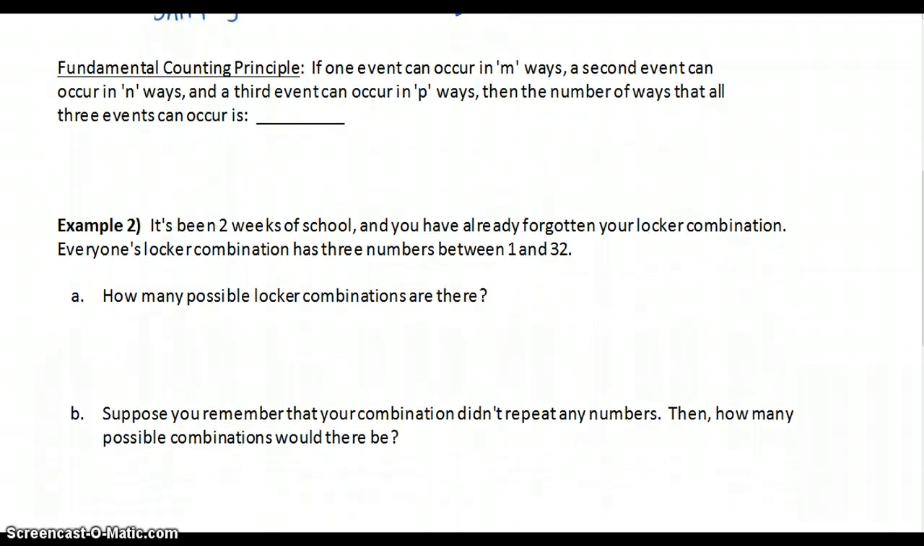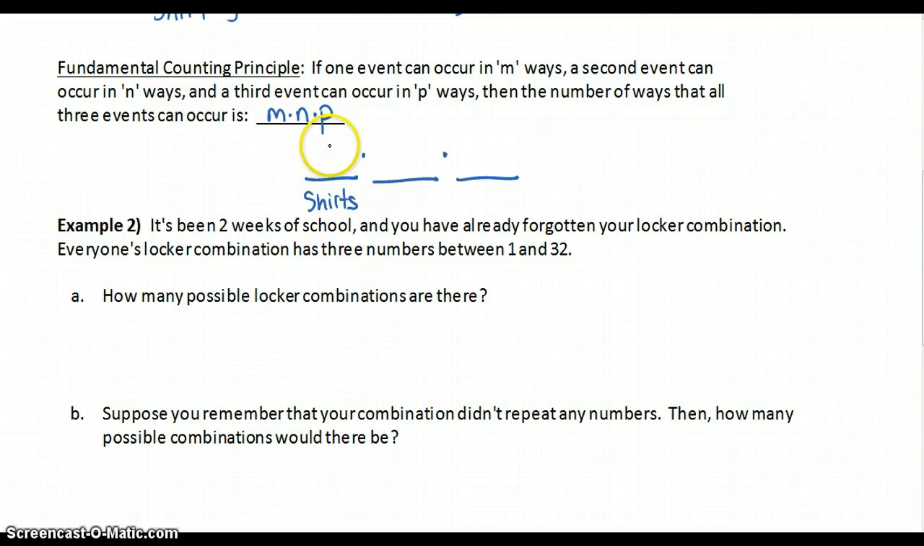So the fundamental counting principle says that if one event can occur in m ways, so just some number m, a second event can occur in n ways, and a third event can occur in p ways, then the number of ways that all 3 events can occur together is m times n times p. So to think of this applied to that problem we just did, well, I can wear how many shirts, how many pants, and how many jackets. And then once I figure out each number of ways, I just multiply them together.